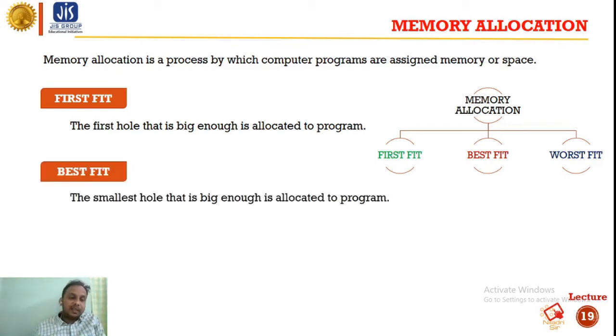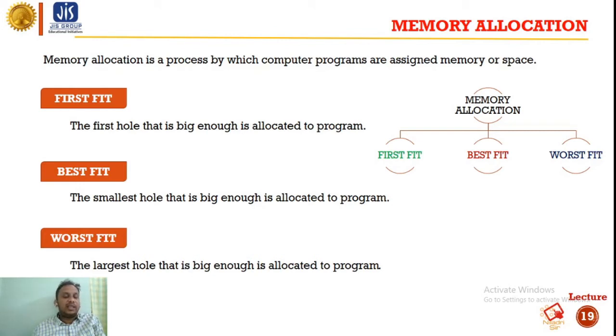What is best fit? The smallest hole that is big enough is allocated to the program. That means in this case there is less wastage of memory. And worst fit is the largest hole that is big enough to allocate the program. That means the hole is largest but the process is the smallest, so the wastage of memory is maximum. So there are three types of memory allocation: first fit, best fit, and worst fit.